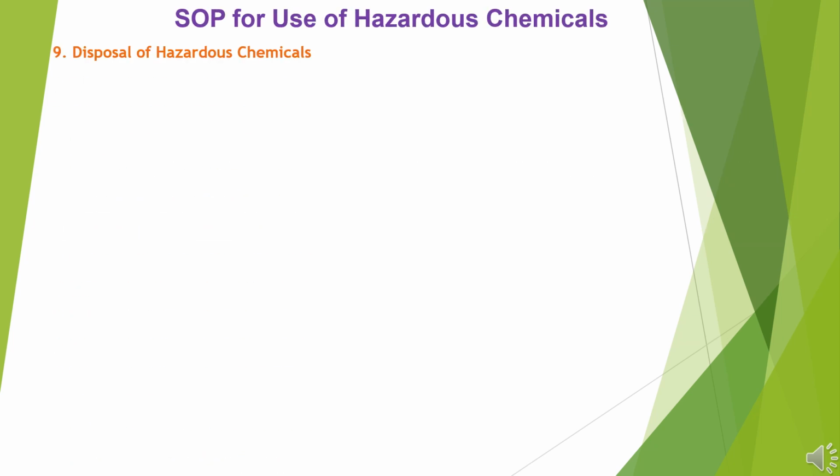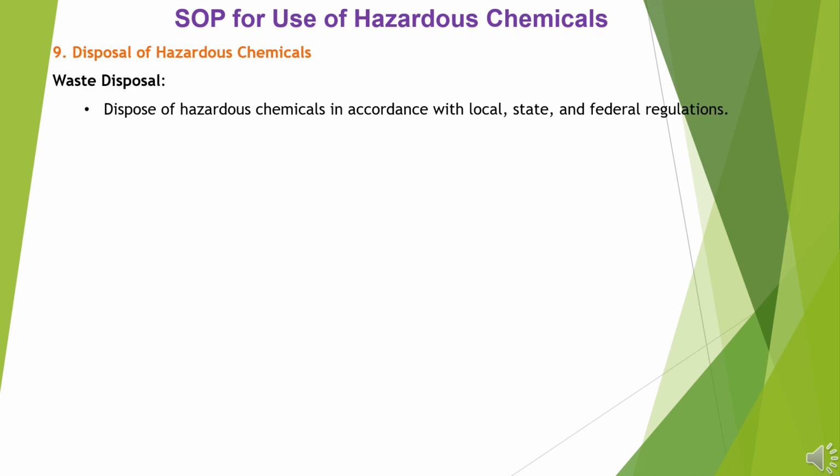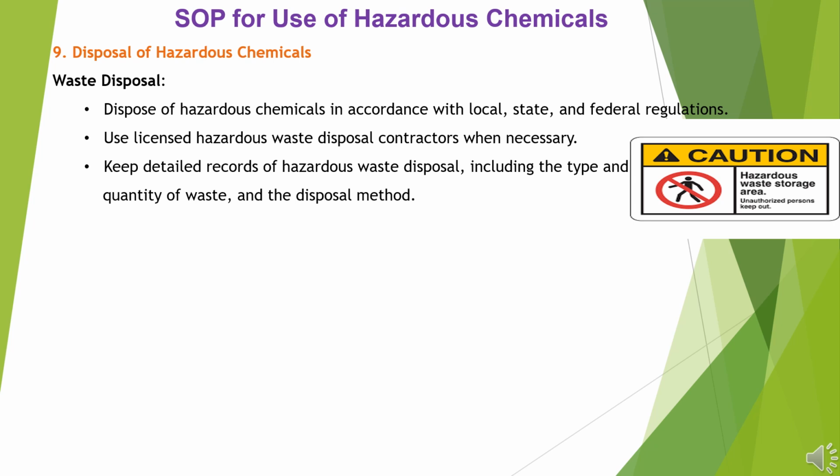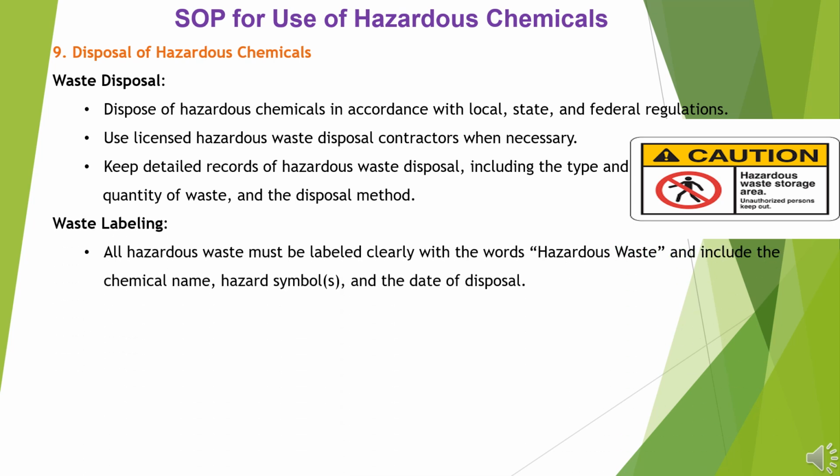9. Disposal of hazardous chemicals. Waste disposal. Dispose of hazardous chemicals in accordance with local, state, and federal regulations. Use licensed hazardous waste disposal contractors when necessary. Keep detailed records of hazardous waste disposal, including the type and quantity of waste, and the disposal method. Waste labeling. All hazardous waste must be labeled clearly with the words hazardous waste and include the chemical name, hazard symbols, and the date of disposal.